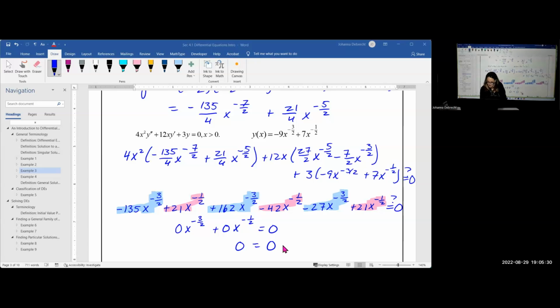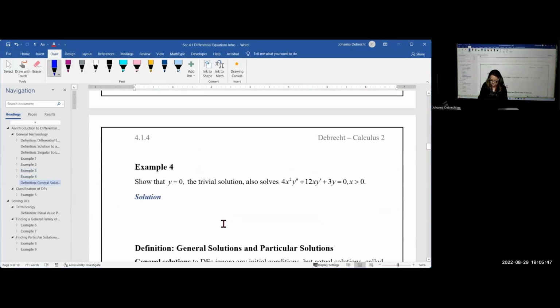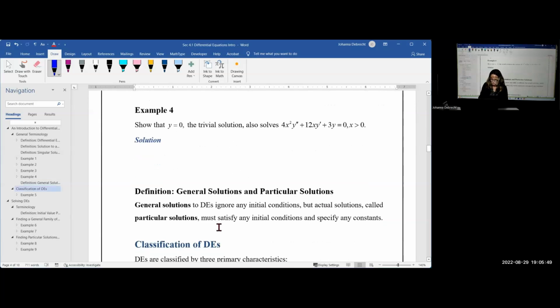So indeed, what we found is that this is another solution to this differential equation, the same differential equation as in the previous problem, but with a different solution. So solutions aren't necessarily unique. All right. Let's now take a look at one more for exactly the same differential equation. So this is the same one we've been working with.